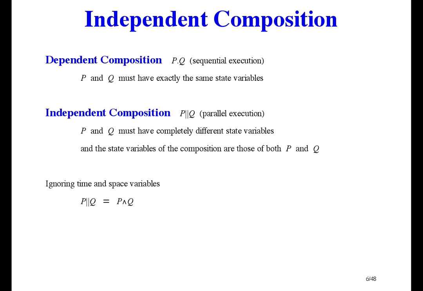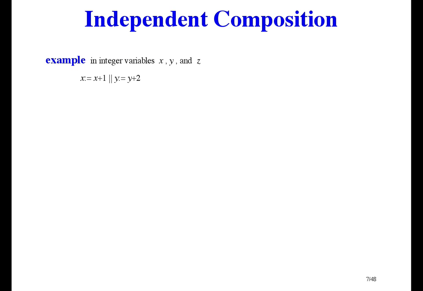If we aren't considering time and space, then independent composition is just conjunction. Behave according to specification P and also according to specification Q. Let's see an example.